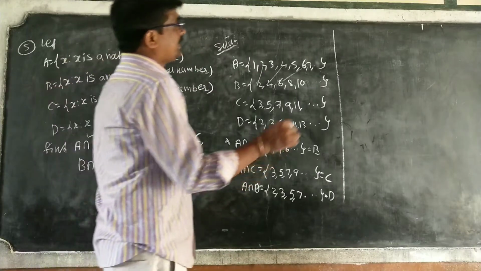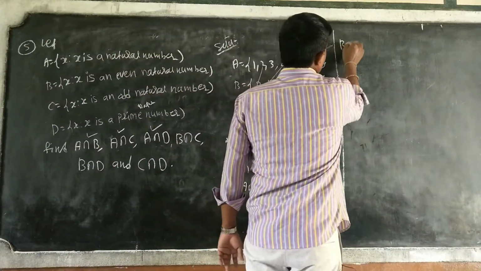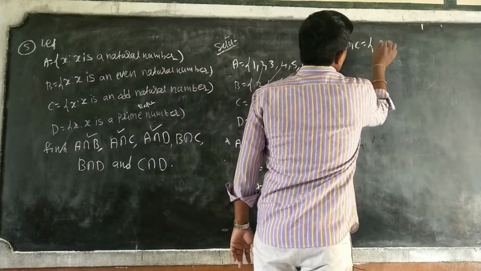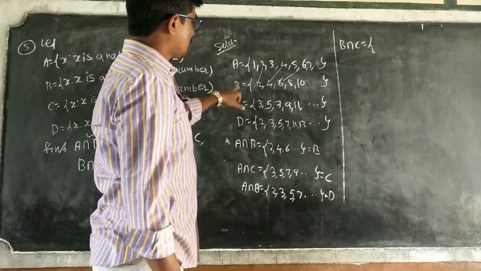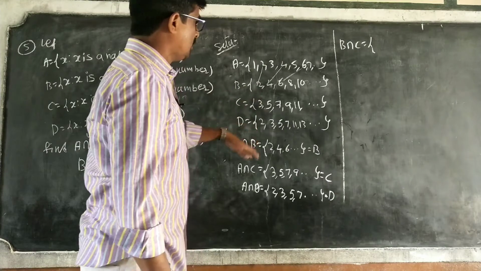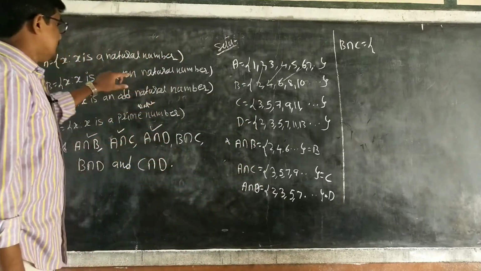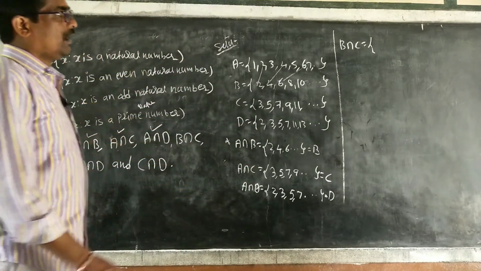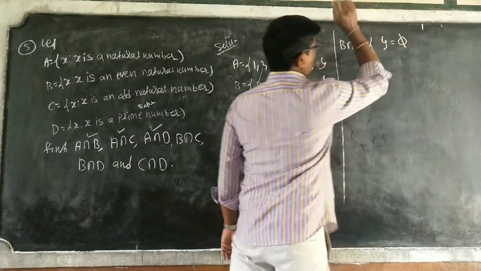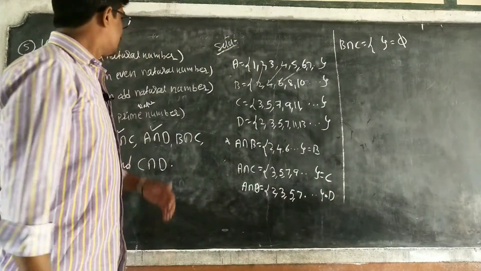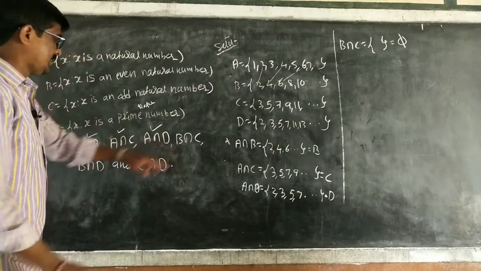Next, B intersection C I am writing. What is B intersection C? Which elements are in B and C? Is there any common element? No common elements, because these are even numbers and these are odd numbers. That is equal to phi, the empty set. B intersection C is over.